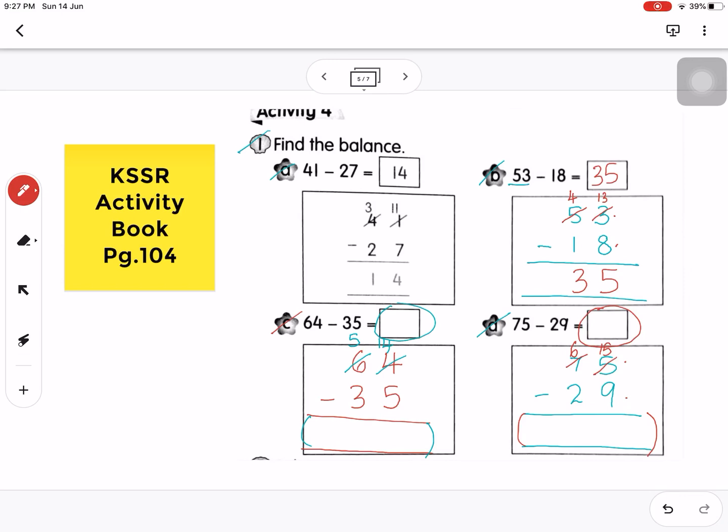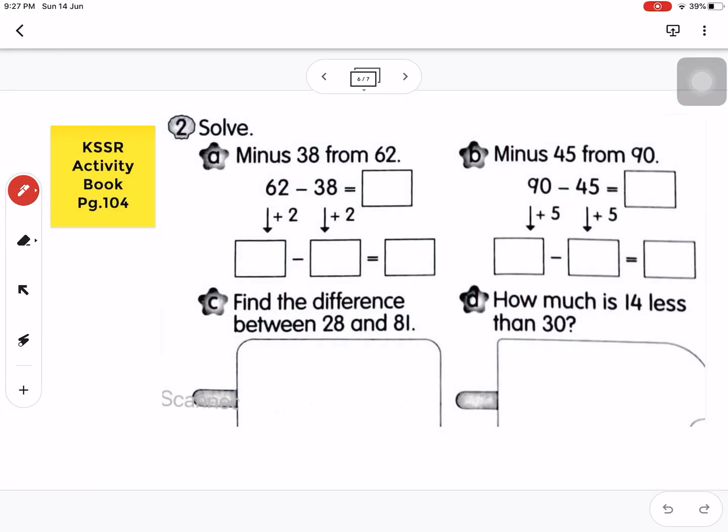Okay, so C and D, you may try these 2 questions. If I go too fast and you're not done yet, you may pause the video. Okay, then we move on to the last one. For number 2, solve, we are using a different strategy. We are not using the standard written method now. We're using a different strategy to minus. I'll explain step by step how to do it. For this one, I'll demonstrate to all of you.